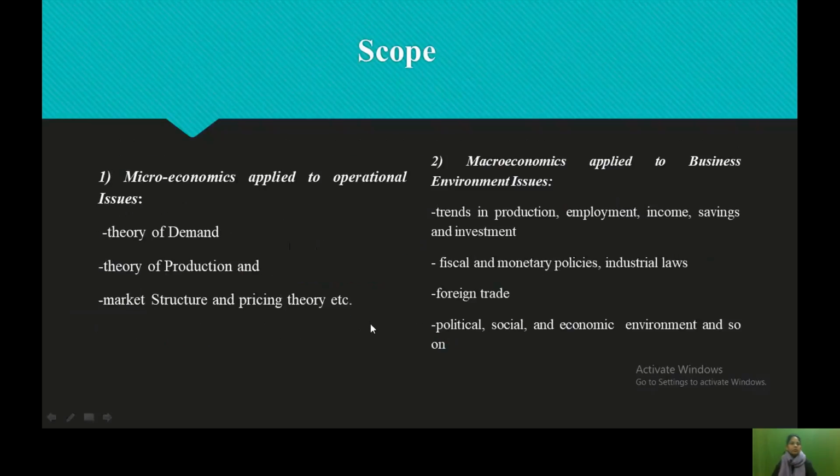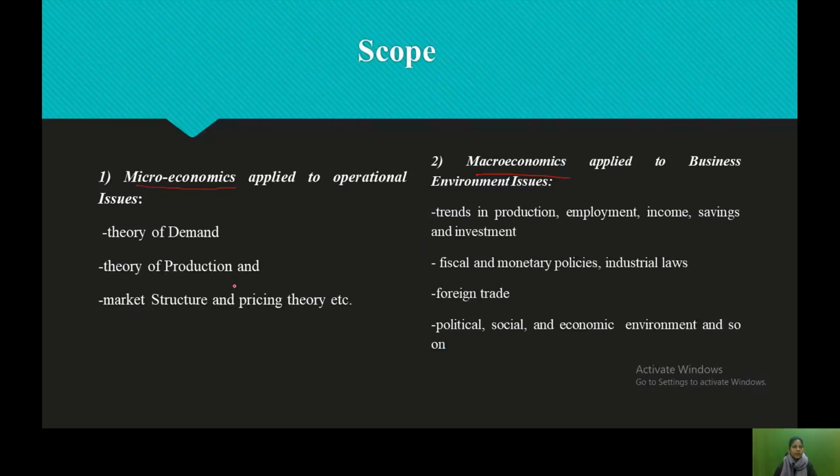Okay, so now moving on to the last theme of this lecture today, that is the scope of managerial economics. Now, what is the scope of managerial economics? It is actually very far reaching, it is very broad, but mostly it involves two major branches of economics, one of which is, like I have already discussed, microeconomics, and another branch is macroeconomics. Now let me explain that once again.